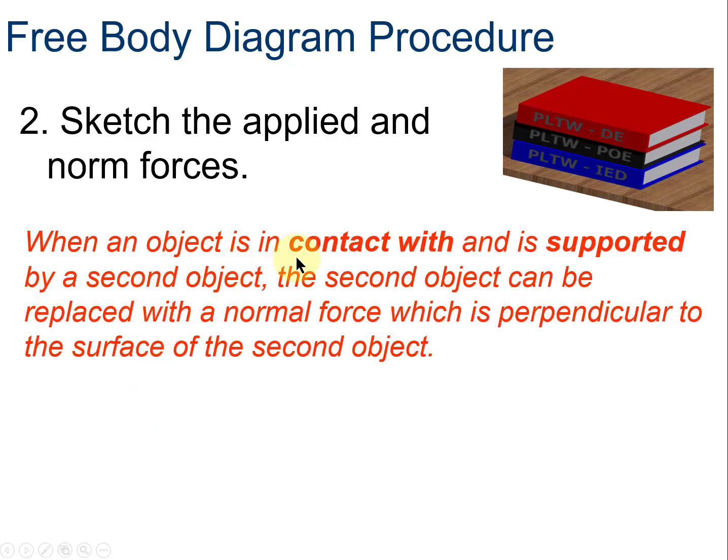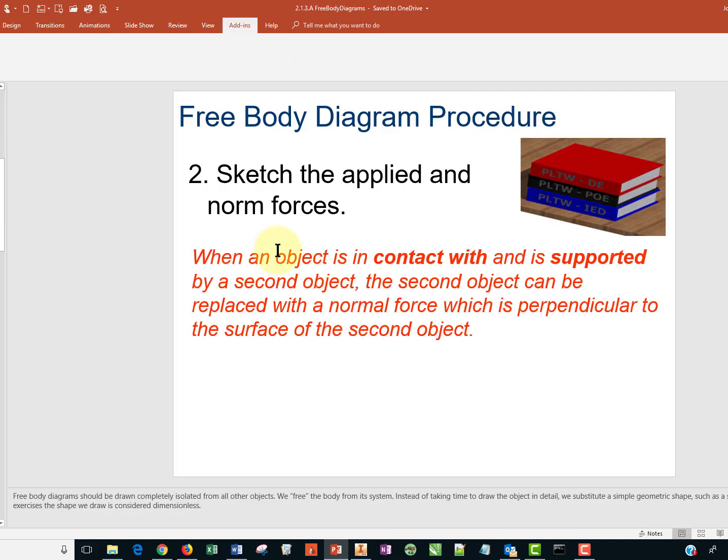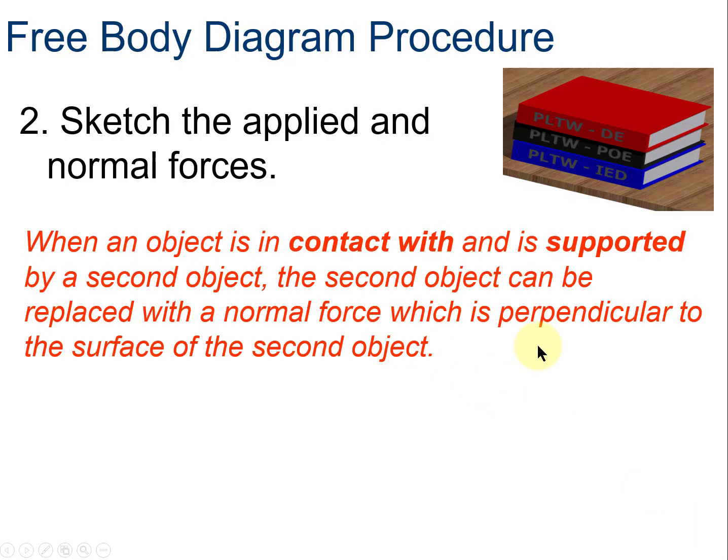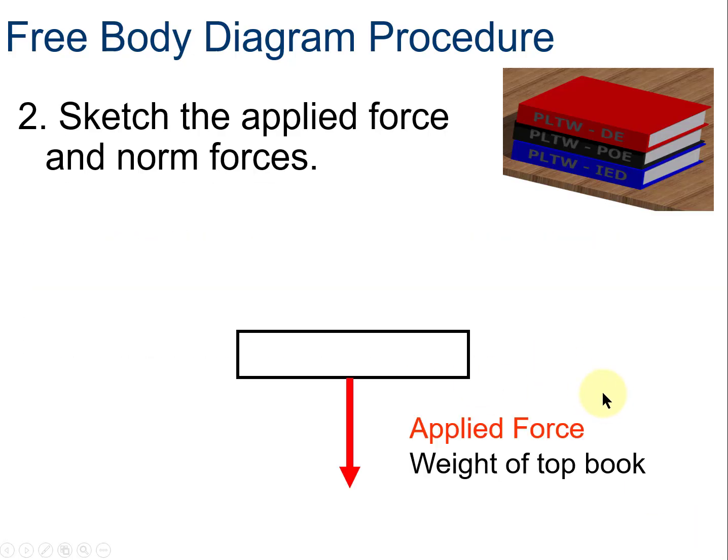So when an object is in contact with and is supported by a second object, the second object can be replaced by a normal force, which is perpendicular to the surface of the second object. Boy, that's a lot of words. So let's just do that.